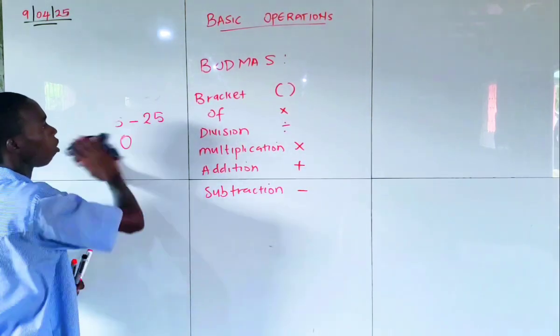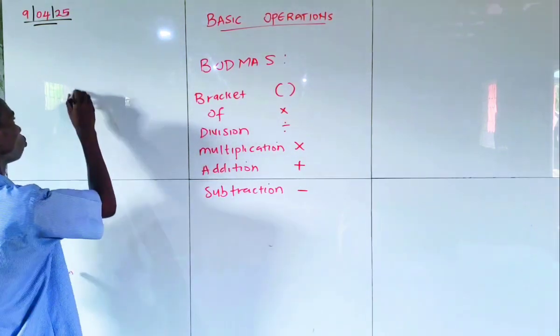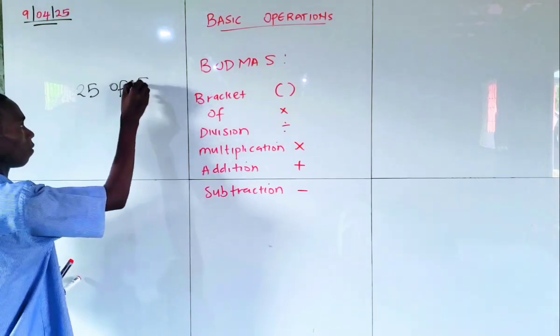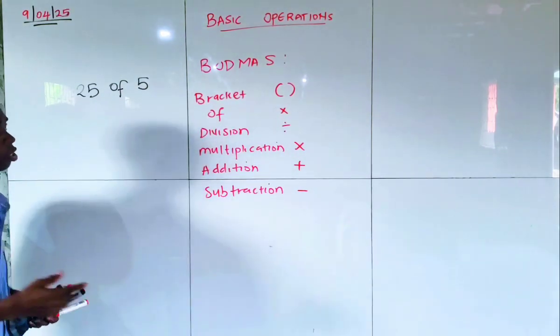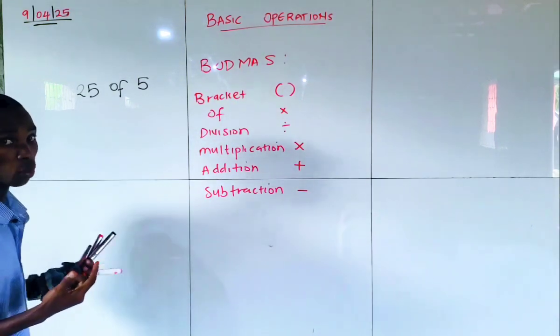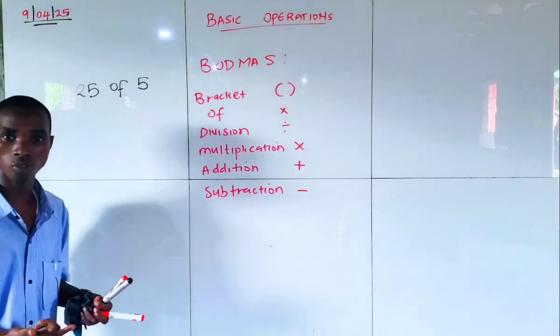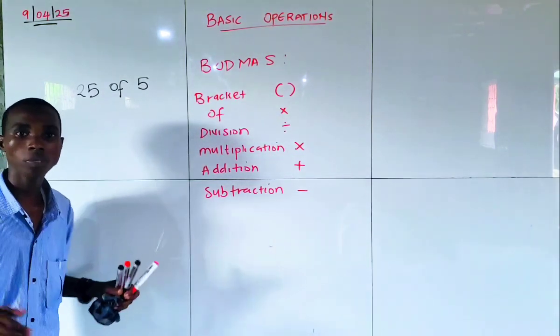So now let's move to the off. Like I said, they can give you an equation. Let's say 25 of 5. Now when they are giving you 25 of 5, you will be reasoning in your particular equation: 25 plus 5, how am I going to do 25 plus 5? You'll be calculating, stressing your brain. Please don't do that. It's something that is very simple.